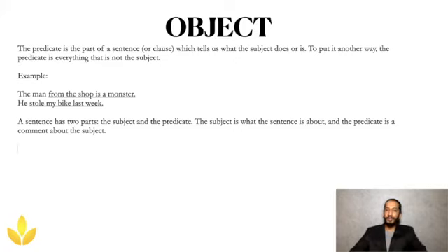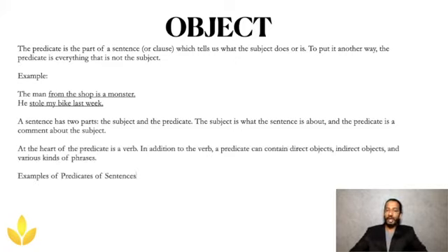Now, at the heart of the predicate is a verb. As you noticed in the previous example, he stole my bike last week. So, he is the subject, the bike is the object, and in between comes the verb, that is stealing. My and last week are just modifiers that assist in completing the sentence. So, as the sentence says, at the heart of the predicate is the verb. In addition to the verb, a predicate can contain a direct object, an indirect object, and various kinds of phrases as well.